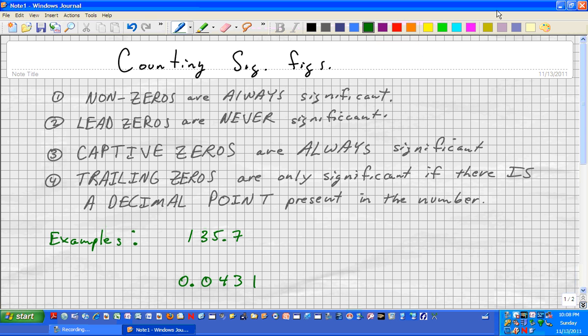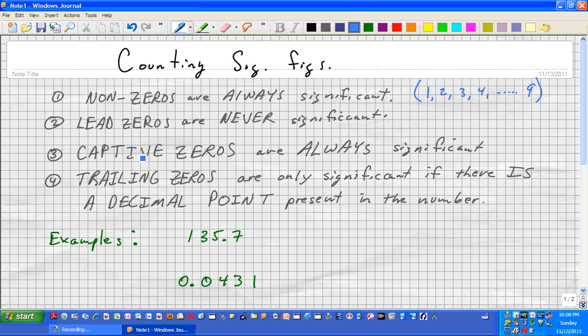I'd like to do a little review of counting sig figs, going over the rules for counting sig figs. Non-zero numbers are always significant. That would be all your non-zeros, 1 through 9. So 1, 2, 3, 4, all the way up to 9. We use these digits to create other numbers, like we could combine 1, 3, and 5 to make 135. But individually, we count them as significant digits.